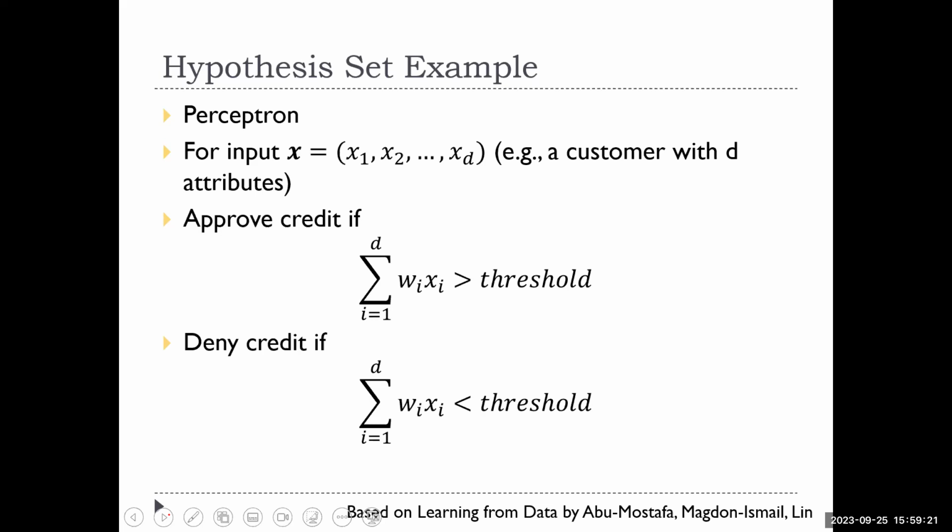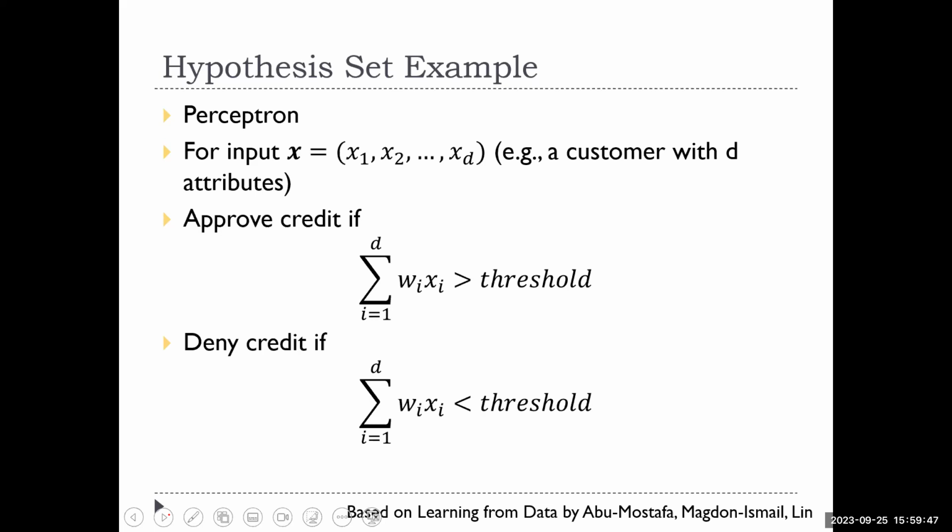For example, age, education level, salary, marital status, annual income. So all those things. For each attribute, I multiply with a weight. And if that weighted sum is greater than a threshold, I say yes, otherwise I say no. So this is a hypothetical case.